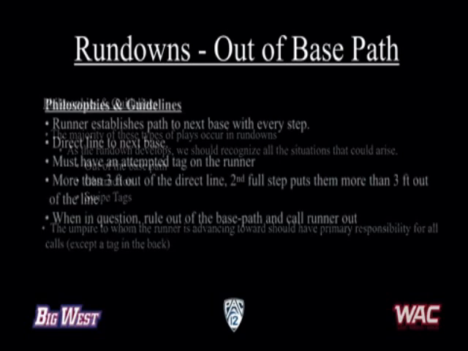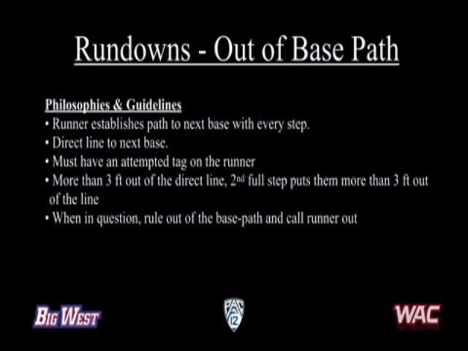So let's recap. A runner establishes their path to the next base with every single step that they take. They must be in a direct line to the next base. There must be an attempted tag on the runner to have an out of the base path call. And more than 3 feet of that direct line, normally the second full step puts that runner more than 3 feet out of the line. Our philosophy is, when in question, if in doubt, default to ruling out of the base path in these situations.